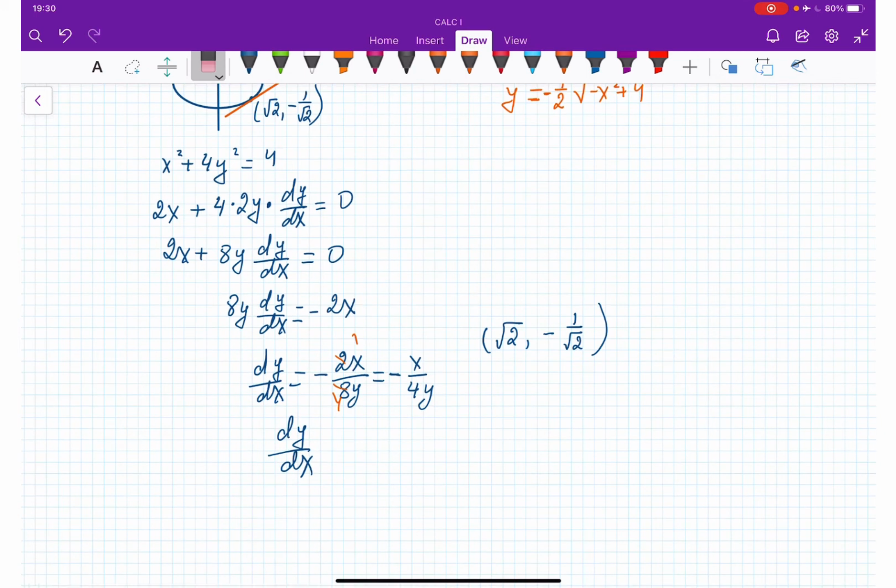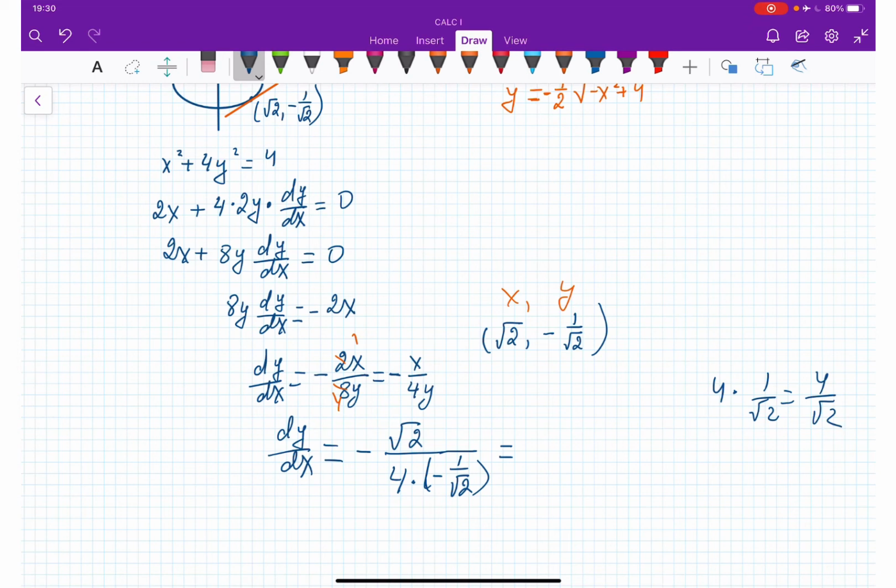And it's gonna be, so negative x is square root 2, right? This is x, this is y, correct? Square root 2, and y is gonna be 4 times negative 1 over square root 2. Well, since I have negative, negative, it's going to be positive, and 4 times 1 over square root 2 is equal to 4 over square root 2, yes?